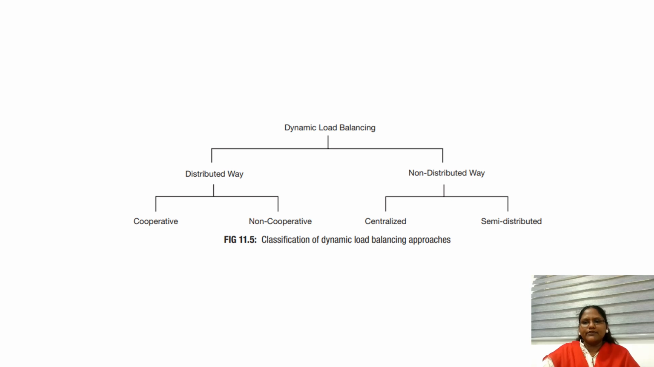Dynamic load balancing is further divided into two different categories. One is the distributed way and the other is the non-distributed way. In the distributed way, we have two different categories: one is cooperative and the other is non-cooperative. In the non-distributed way, we have another two categories: one is centralized and the other is semi-distributed. So these things will be discussed in the next session.